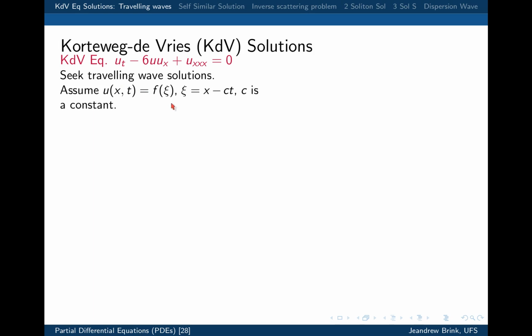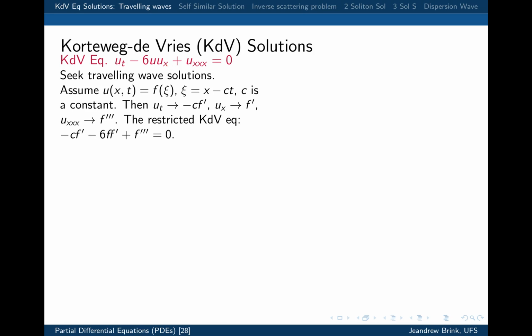So let's do that. c is a constant. We simply work out what the derivative of u with respect to t is. It's just f prime times d(x − ct)/dt, so it's just minus c f prime. u_x is just f prime because x just enters linearly in there. u triple x is just f triple prime. And so then we take this and substitute it in there, and we call this the restricted KdV equation, and it's this equation.